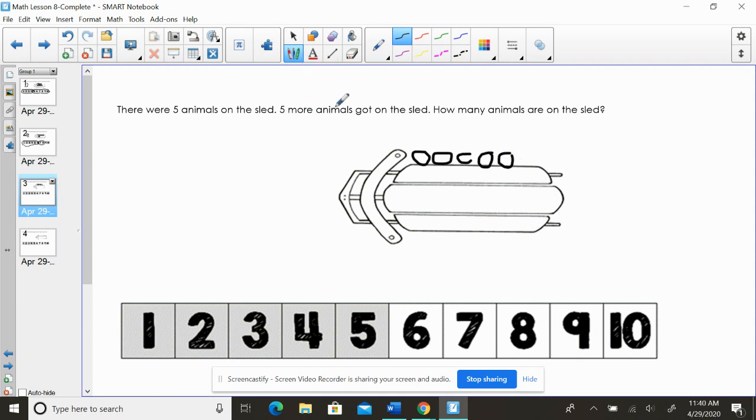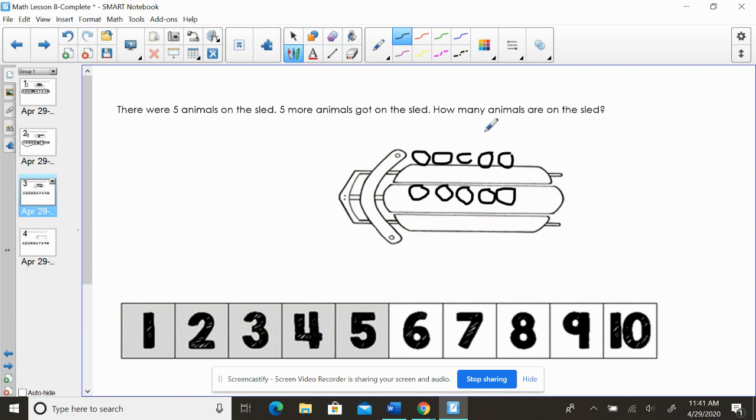5 more animals got on the sled. So I'm going to draw 5 more. 1, 2, 3, 4, 5. How many animals are on the sled?